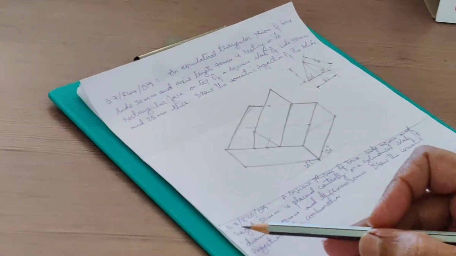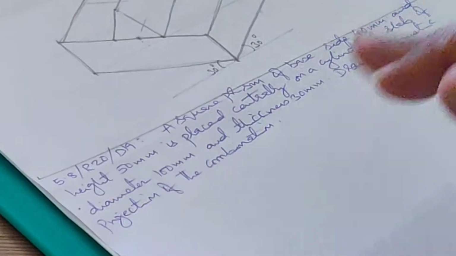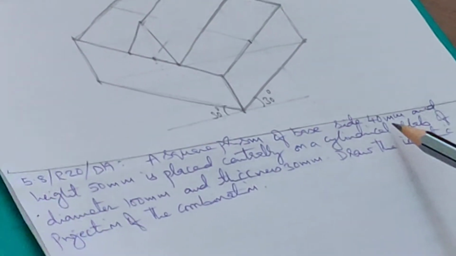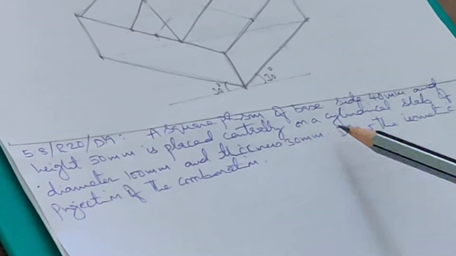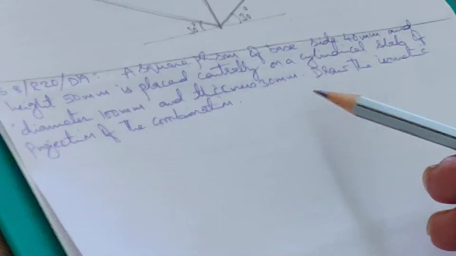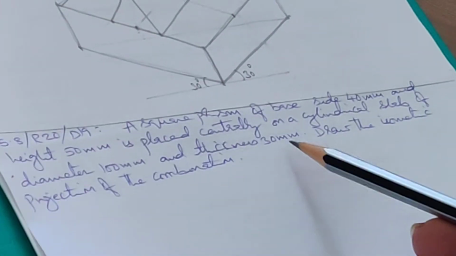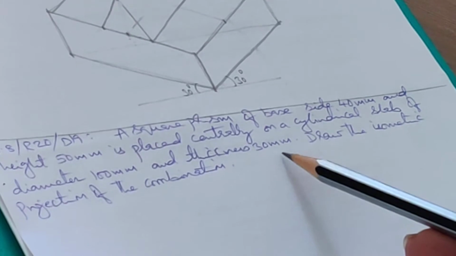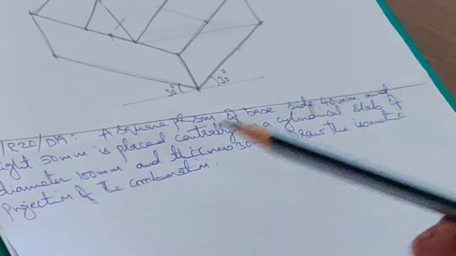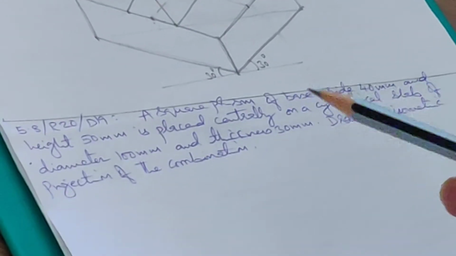So the problem number is 5.8, the reference number is 20. This is a problem that belongs to drawing number 19. I'll read out the problem for you. A square prism of base side 40 mm and height 50 mm is placed centrally on a cylindrical slab of diameter 100 mm and thickness 30 mm. So there are two solids here. One is a cylindrical slab, 100 mm diameter and thickness is 30 mm. Thickness in the sense the height here. On that you have to keep a square prism of base side 40 and height 50. So it's a combination of two solids, a cylinder and then a square prism.